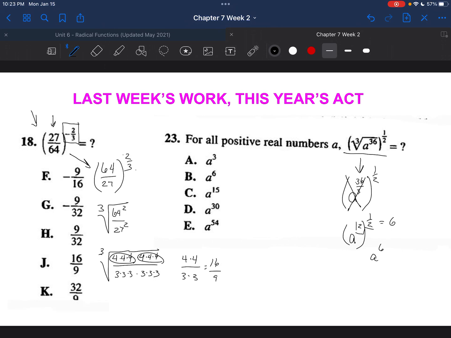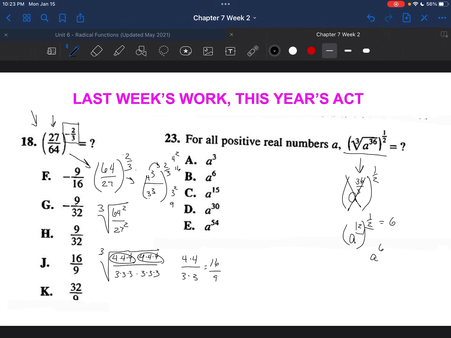We could also change this from this point and say, oh, 64 is 4 cubed, and 27 is 3 cubed. And so I've got 4 cubed raised to the 2/3, and use my power to a power rule. So 3 times 2/3 gives me just 2. So we end up with 4 squared. On the bottom, 3 cubed to the 2/3. Again, 3 times 2/3 just gives me 2. And so I've got 3 squared, and we've got 16 and 9 that way.